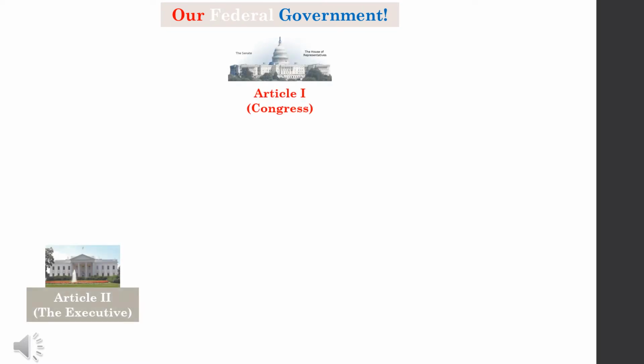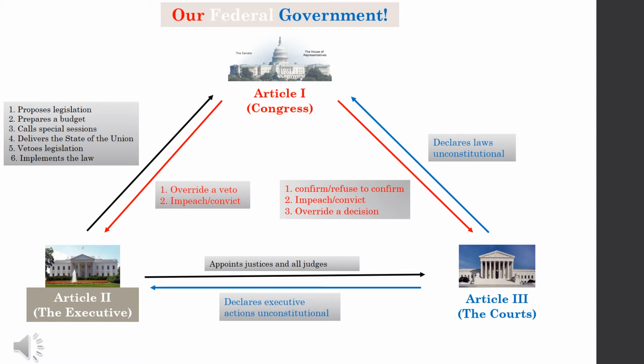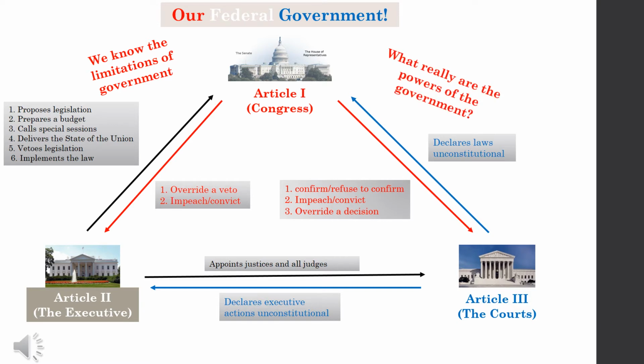Welcome to Virginia Civics and Economics Lecture 4.1 on the structure and power of federal government, and it's time to go all the way back to Unit 1 and look at our federal government. You know, Article 1 Congress, Article 2 the Executive, and Article 3 the courts, and we need to remember all those checks and balances which make the United States government the most purposely inefficient government in the world. So, we know the limitations of government, but what really are the powers of the government?